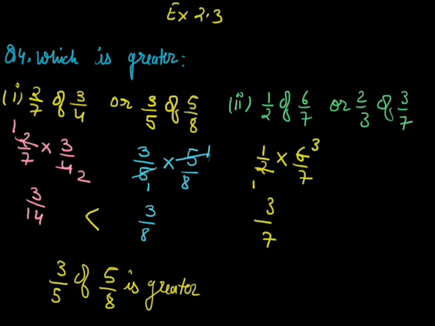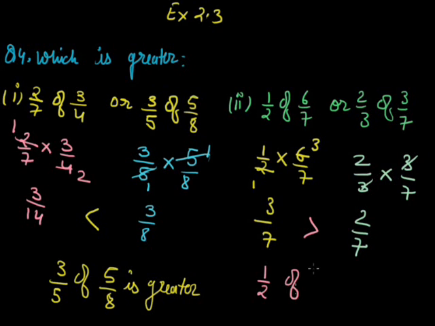Now if you simplify the other part, it will be 2 by 3 of means multiplication, 3 by 7. So 3 will get cancelled and here we will have 2 by 7. Now we have to find which one is greater. So here it is very simple since the denominators are same. So the number which has the greater numerator will be greater. So 3 by 7 will be greater than 2 by 7. So 3 by 7 or we can write 1 by 2 of 6 by 7 is greater.